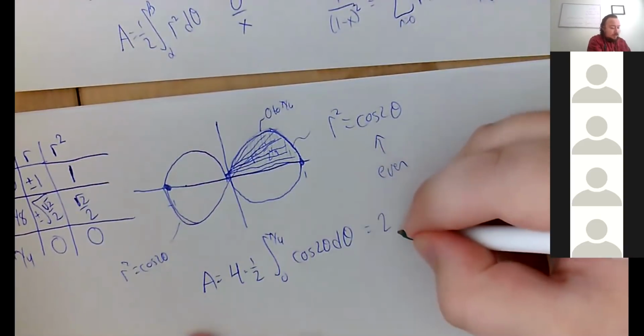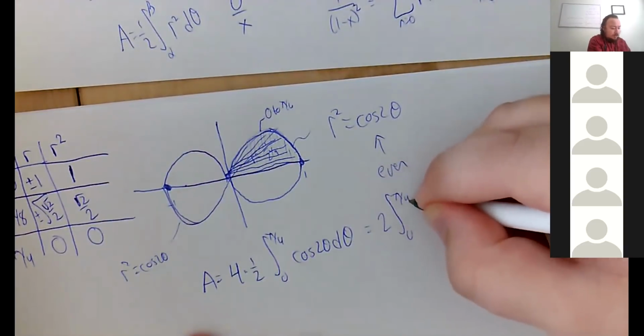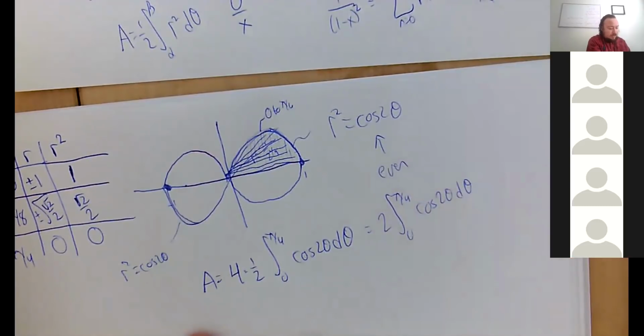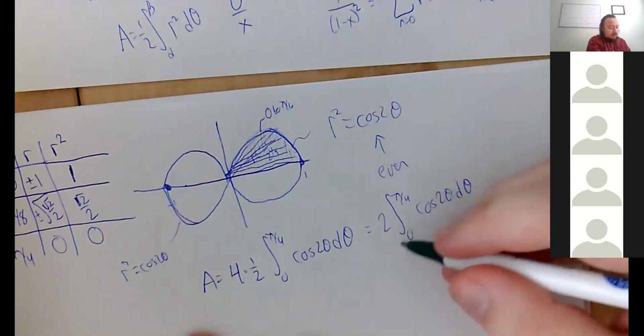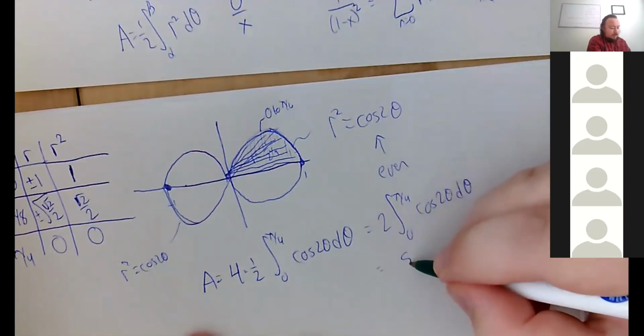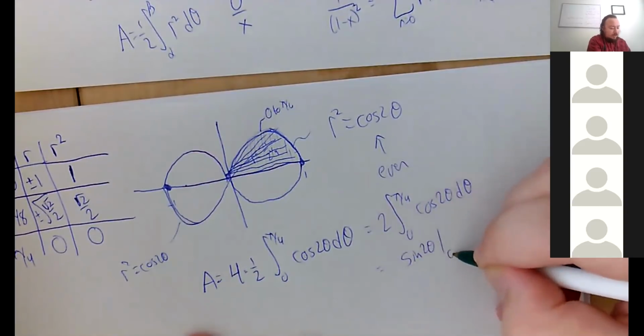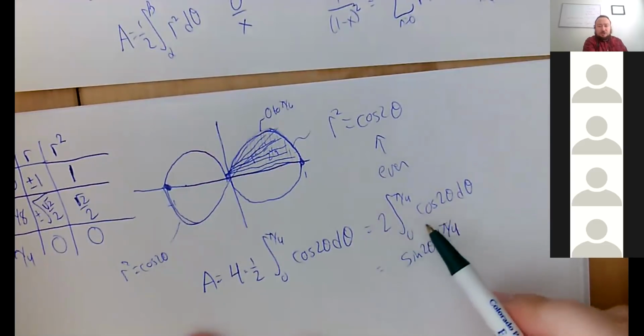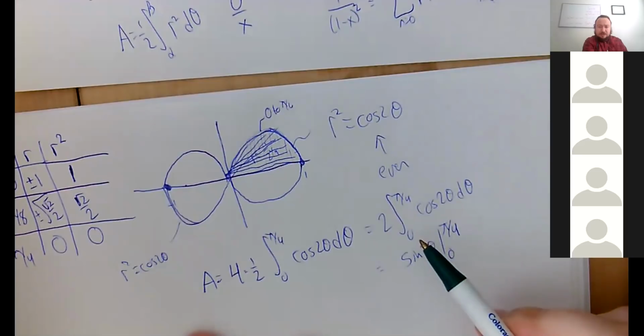All right, this means that we're just doing 2 times the integral from 0 to pi over 4 of cosine of 2 theta. And then I'm going to integrate this. So I end up with sine of 2 theta from 0 to pi over 4. And notice that this 2 went away right here.